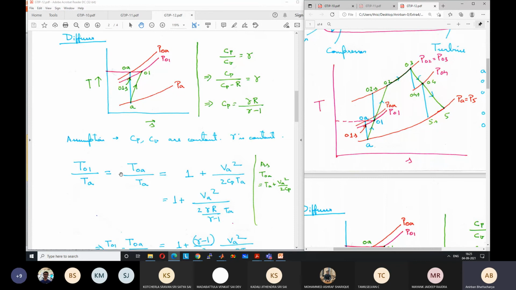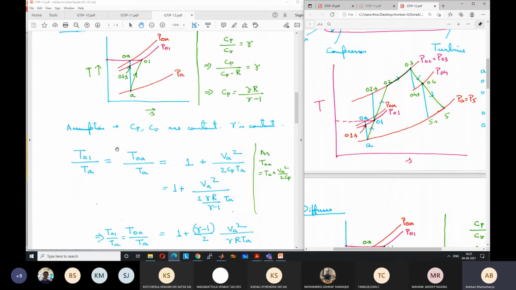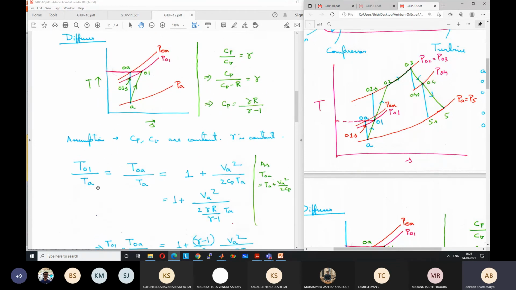So to do that, we will try to calculate T01 by TA, assuming Cp and Cv are constant and gamma is constant. Because T01 is equal to T0A, T01 by TA is equal to T0A by TA. Now T0A by definition is equal to TA plus Va square by 2Cp. So I can write T0A by TA as 1 plus Va square by 2Cp TA, right?